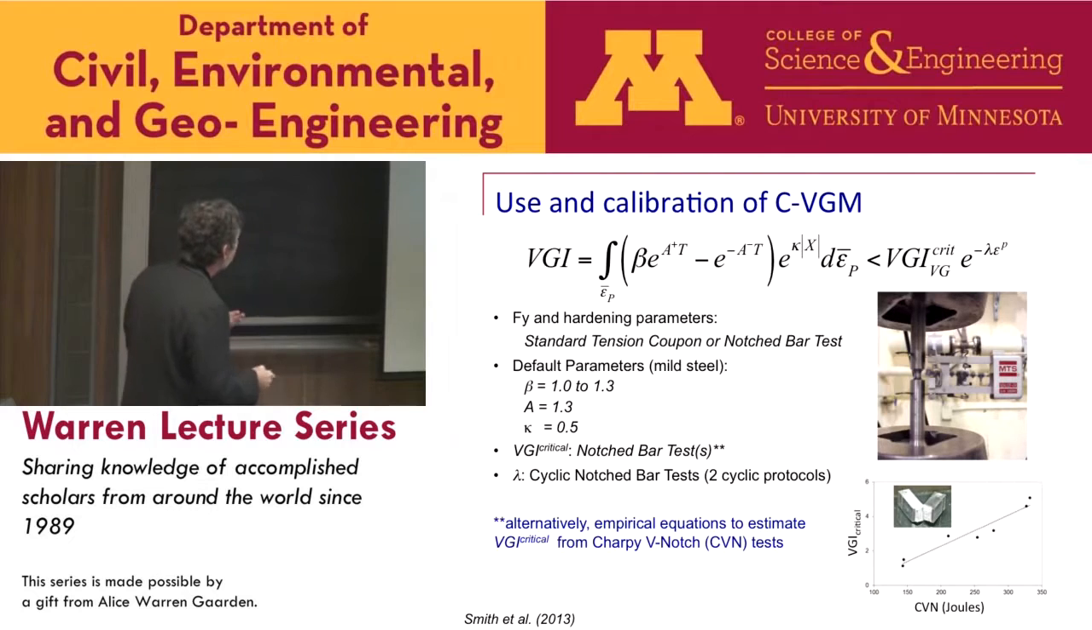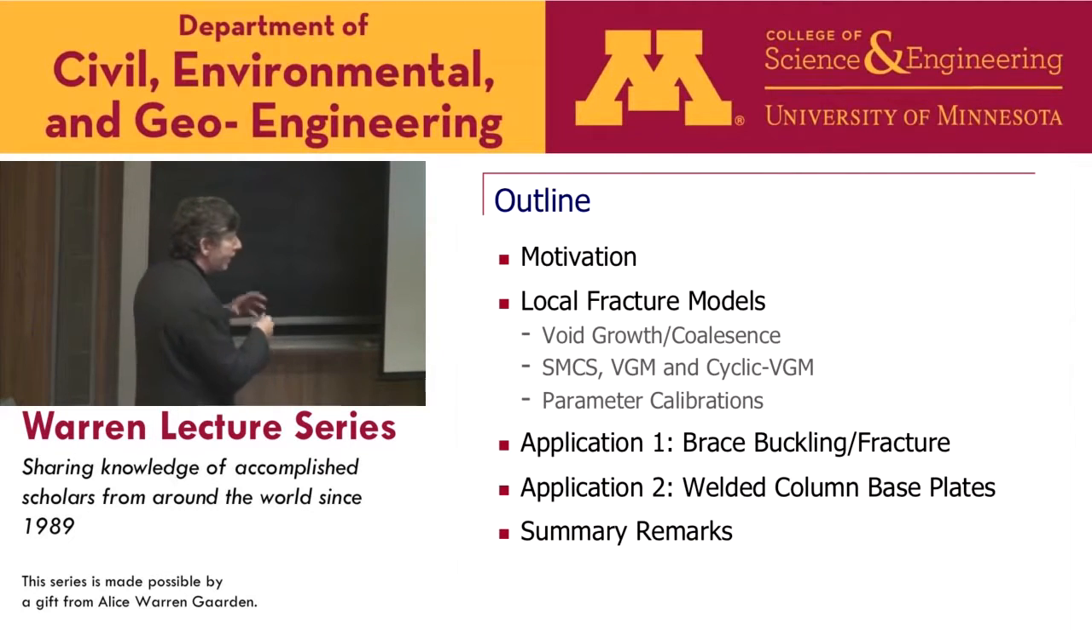We've also done some studies that have shown that when we calculate VGI critical for a material, and we look at the Charpy V-notch values from a Charpy impact test, there is in fact a correlation, which is not surprising. That would be another way to calibrate these models, to infer VGI critical from Charpy V-notch, which can then be plugged into this equation. So that's a little background on the formula itself and the model.